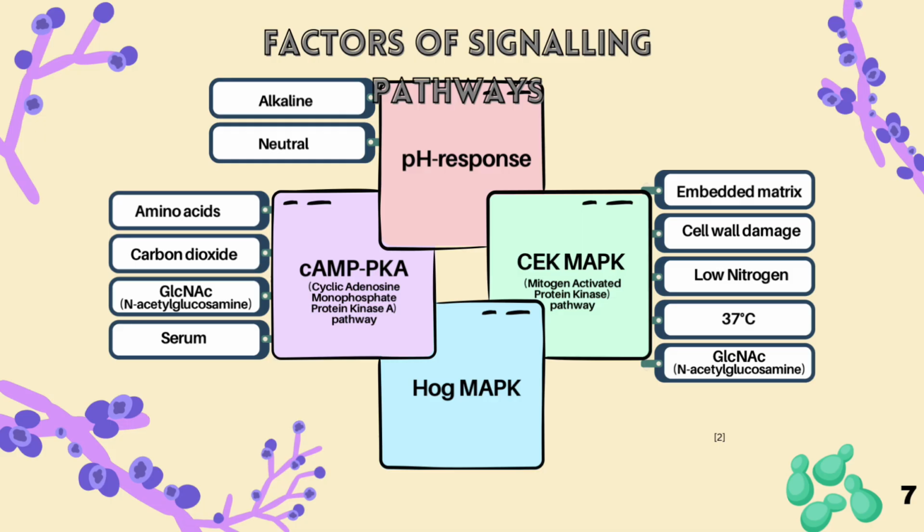Finally, at the bottom in the blue box, there is the HOG-MAPK pathway. This pathway deals with environmental stress triggered by osmotic and oxidative stress, like when the fungus is under attack by the host immune system or facing extreme pressure changes. The HOG-MAPK pathway acts as a survival shield to protect the cell.